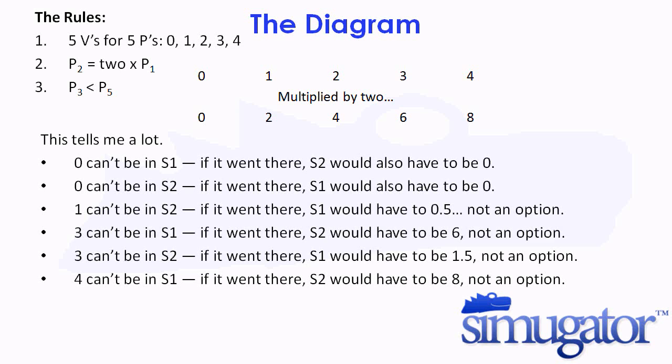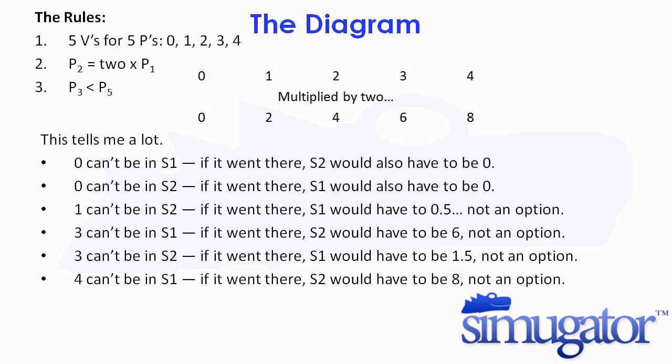It tells me that 0 can't go in slot 1, because if it went there, slot 2 would also have to be 0. However, we only have one 0. Not going to work. For the same reasons, 0 can't go in slot 2. 1 cannot go in slot 2, because if it went there, slot 1 would have to be 0.5. It's not an option. 3 cannot go into slot 1, because if it went there, slot 2 would have to be 6. Again, not an option.